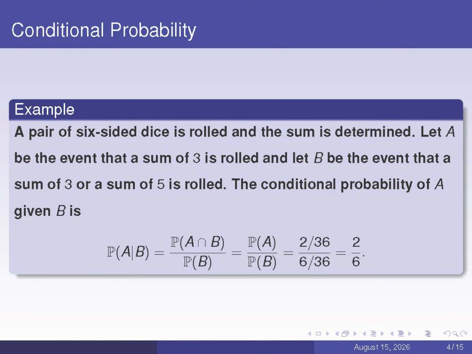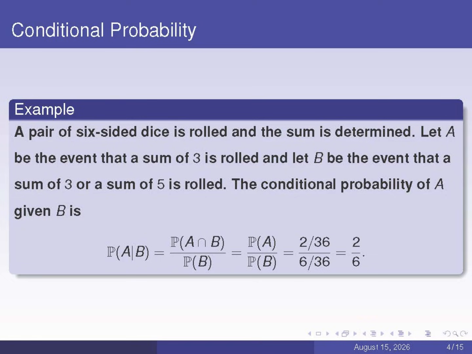Roll a pair of 6-sided dice and determine their sum. Let A be the event that the sum is 3, and let B be the event that the sum is either 3 or 5. Under the condition that event B is known to have occurred, calculate the conditional probability of A. There are 36 possible outcomes when rolling a pair of dice. Event A occurs in 2 cases, namely (1,2) and (2,1). Therefore, the probability of event A is P of A equals 2 over 36.